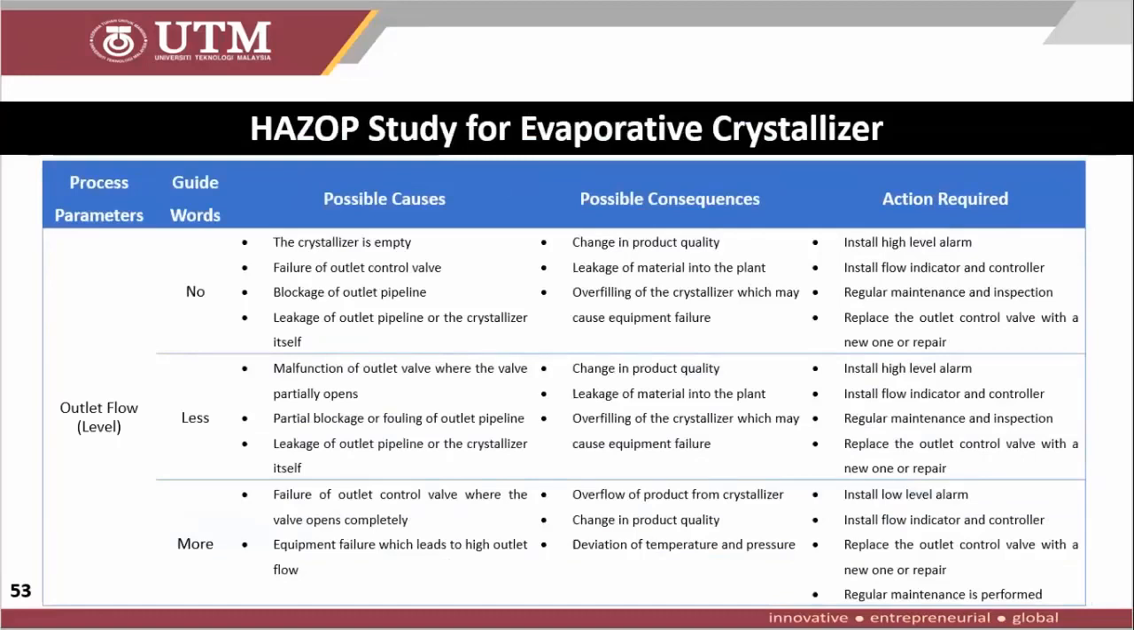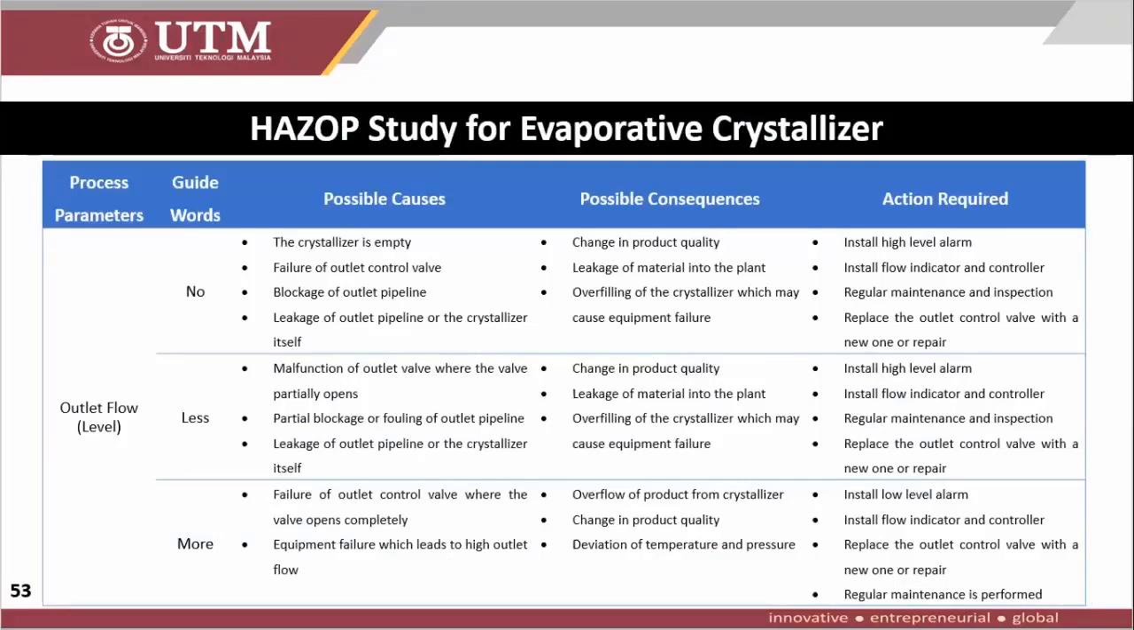Now I'm going to explain the HAZOP for the evaporative crystallizer. The first parameter is outlet flow. The deviations are no or low flow. The actions required are to install a high-level alarm, or install a flow indicator and controller, or do regular maintenance. Another deviation is high flow, and the actions required are to install a low-level alarm, or install a flow controller and indicator, or replace the vent valve with a new one or repair it.